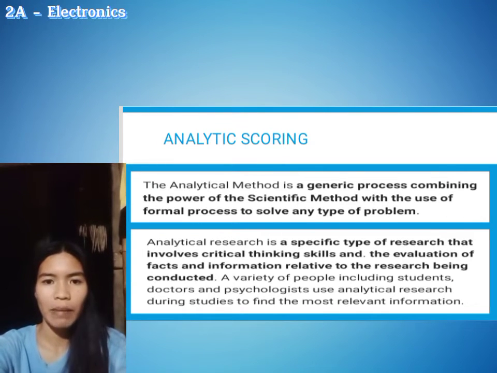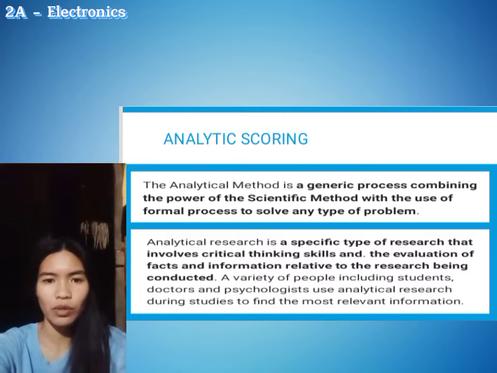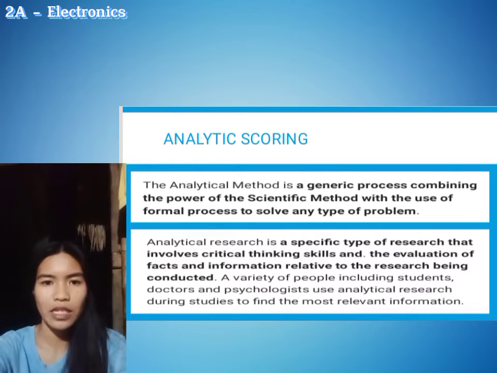Next, analytic scoring. The analytical method is a generic process combining the power of the scientific method with the use of formal process to solve any type of problem. Analytical research is a specific type of research that involves critical thinking skills and the evaluation of facts and information relative to the research being conducted. A variety of people, including students, doctors, and psychologists, use analytical research during studies to find the most relevant information.